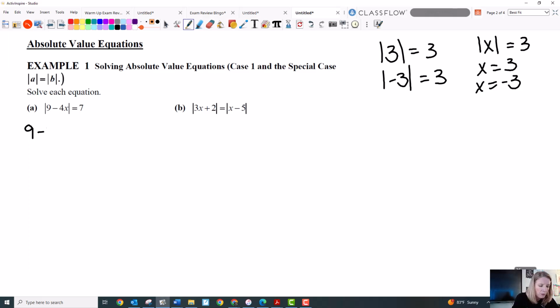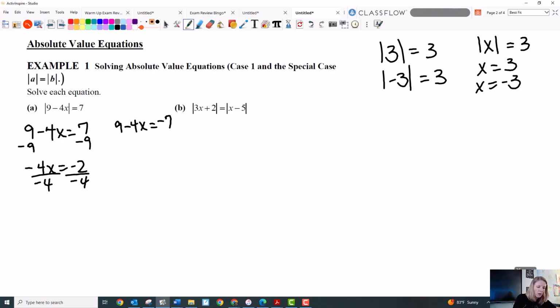So I would do 9 minus 4x equals 7 and 9 minus 4x equals negative 7. Ignore b for a second, I'm running out of space. And I just solved them both separately. So I minus 9. So negative 4x equals negative 2. Divide by negative 4. X equals 1/2. Then minus 9. So you just do them separately. It's just one extra step. Divide by negative 4. X equals positive 4. Done.